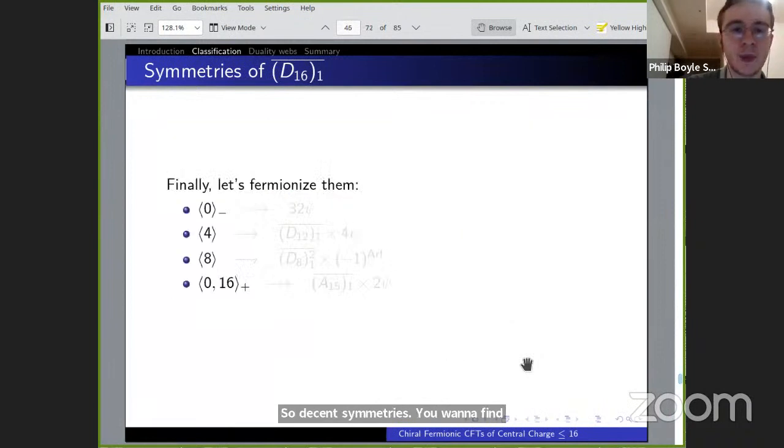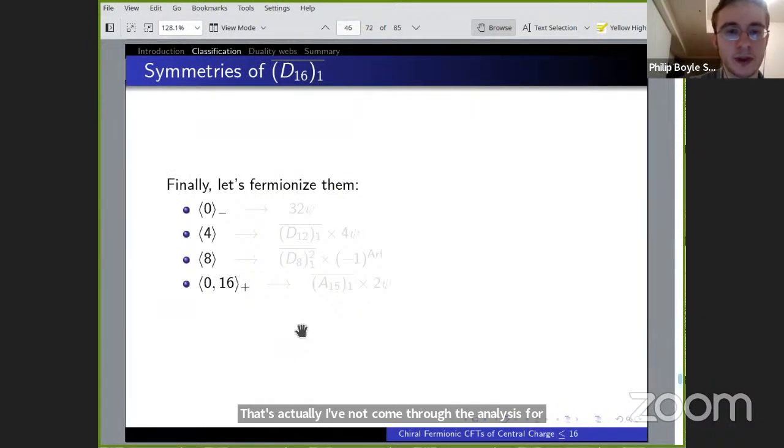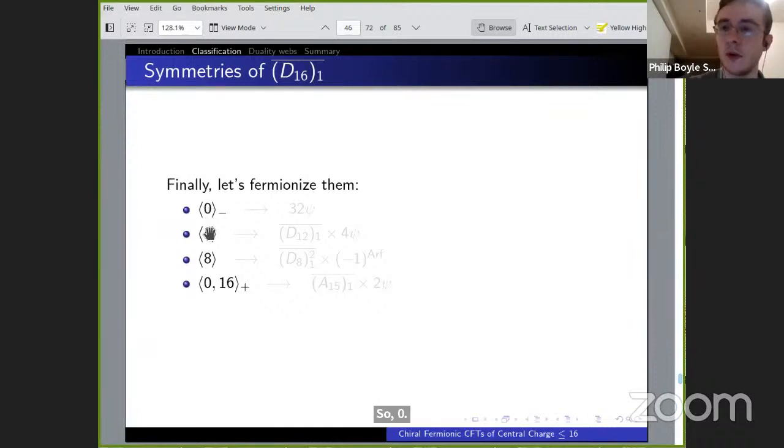We want to fermionize them. And here are the results. If you fermionize 0 minus, you get 32 free fermions. Okay. If you fermionize 4, you get a new theory, D12 level 1, and 4 decoupled fermions. In fact, I've not gone through the analysis for the unbroken symmetries, but it's fairly obvious. So 0 doesn't break anything at all. The 4 breaks SO32 to SO8 cross, hang on a second.